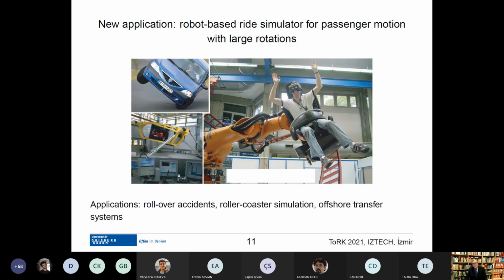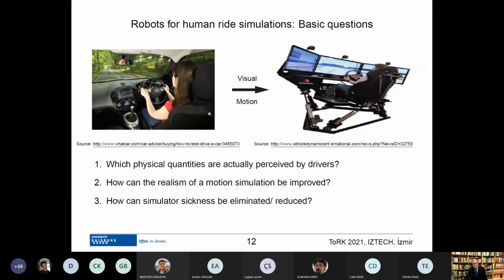And here, very interesting applications come, because the question is, how does a passenger react to such situations? And as you can see here, this situation is very difficult, because if the test driver doesn't have the car under control, then some injuries will happen. So robots that can do this kind of motions without creating any risk of harm are, of course, quite important.